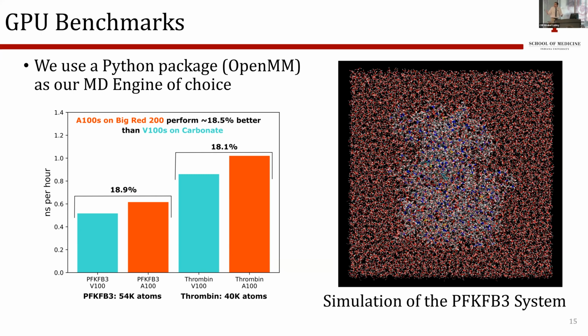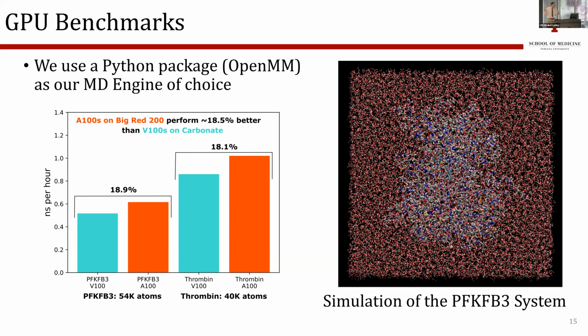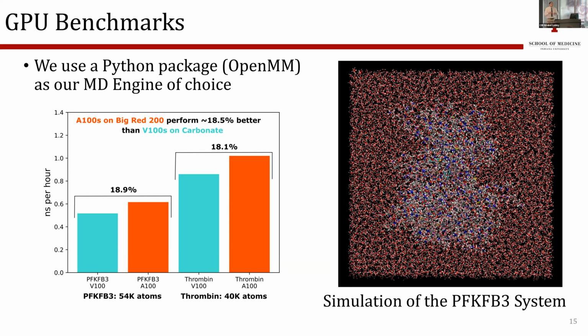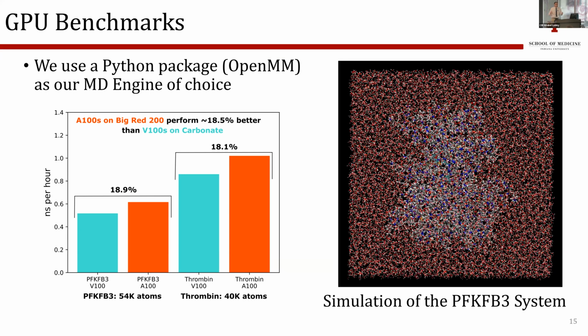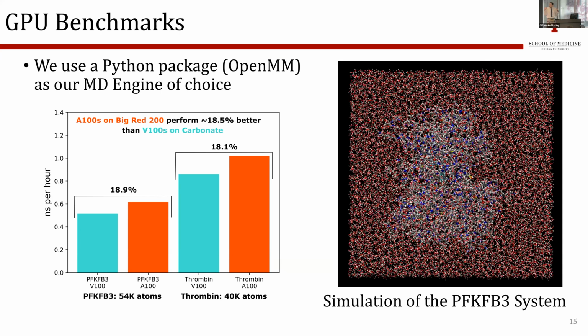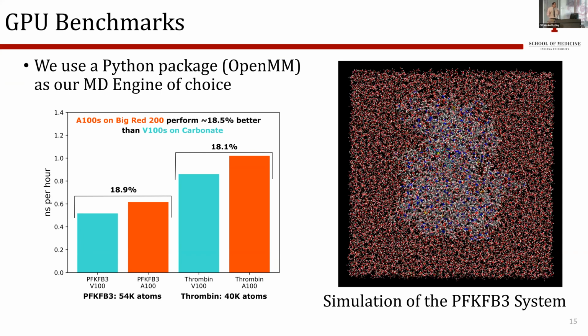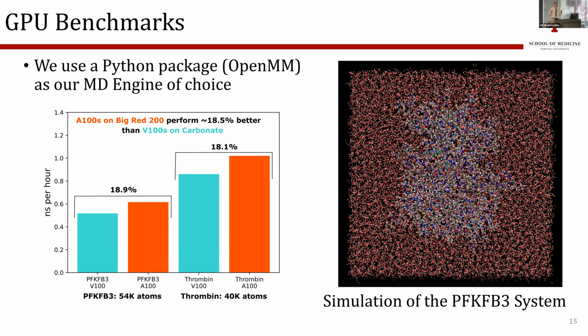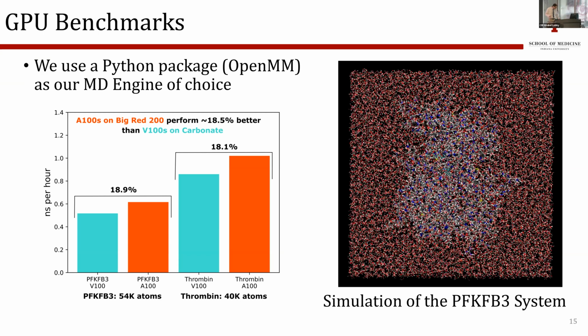I'd also like to point out that the A100s, as you would hope, are faster than the V100s. We see a consistent trend of the A100s churning through the simulation at about an 18% faster rate.